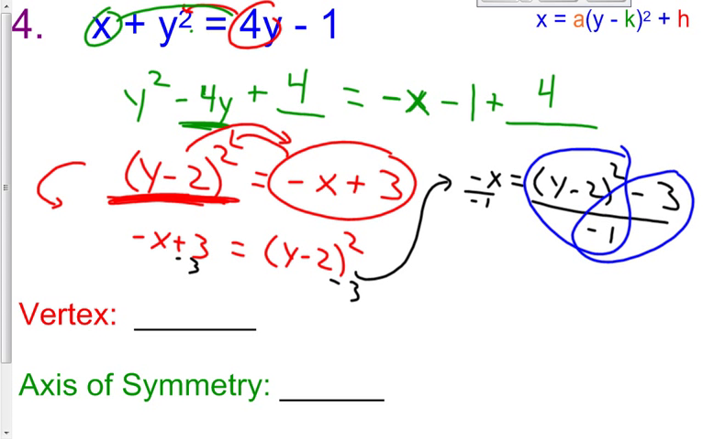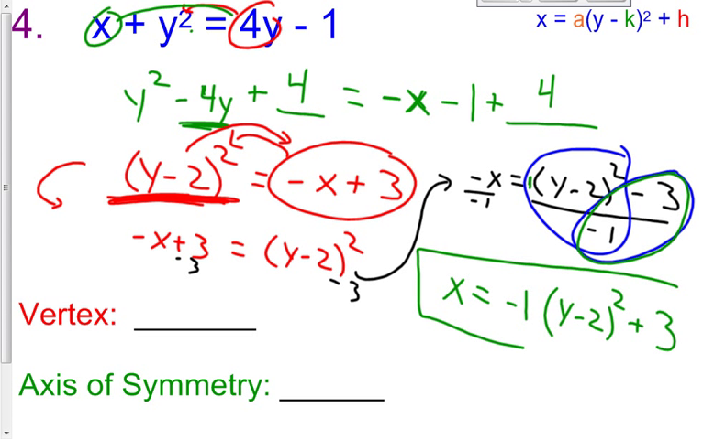So right now my coefficient in front of my binomial is a positive 1. So what is a positive 1 divided by a negative 1? A negative 1. So x is all by itself on the left now. That equals a negative 1 times the quantity y minus 2 quantity squared. And then a negative 3 divided by a negative 1 is a positive 3. So in vertex form, x equals a negative 1 times the quantity y minus 2 quantity squared plus 3.